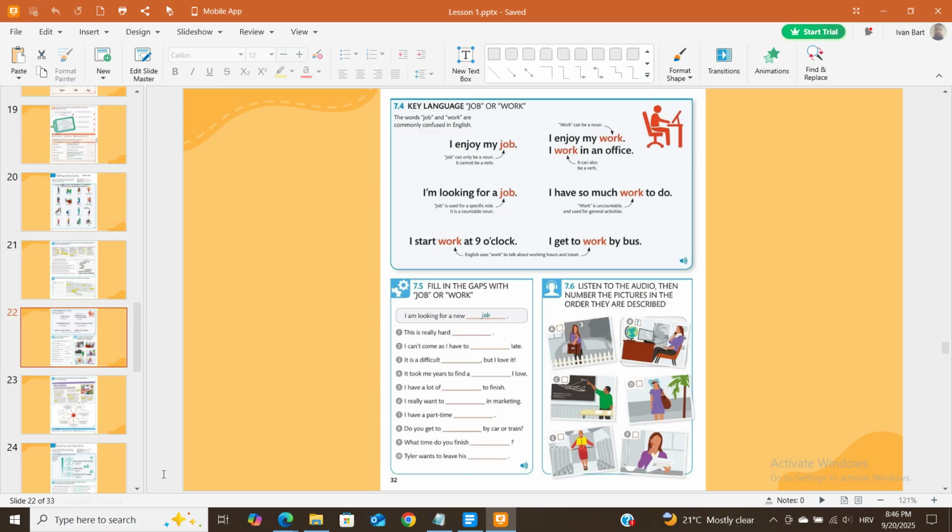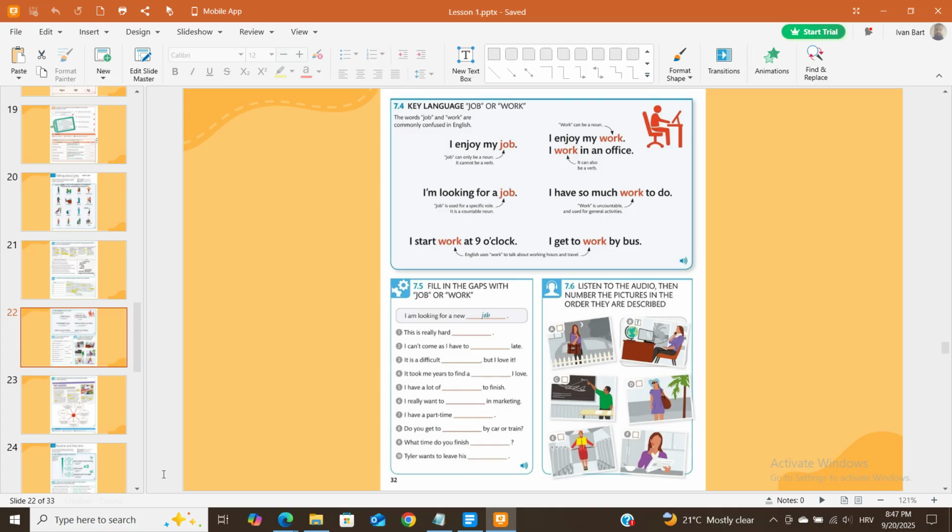I'm looking for a job. Job is used for a specific role. It is a countable noun. I have so much work to do. Work is uncountable and used for general activities. I start work at 9 o'clock. I get to work by bus. English uses work to talk about working hours and travel.